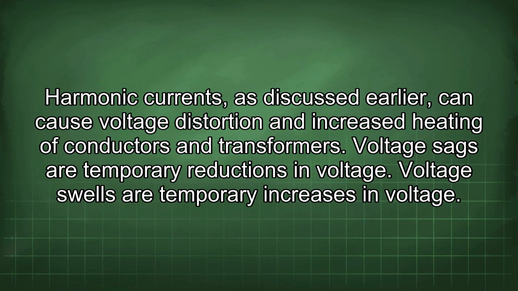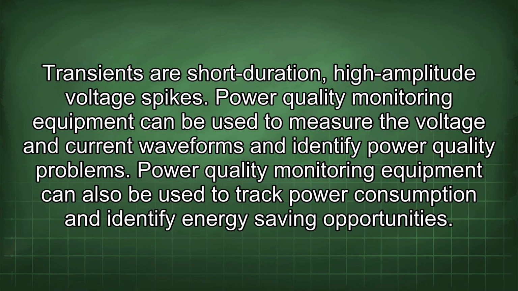Harmonic currents, as discussed earlier, can cause voltage distortion and increased heating of conductors and transformers. Voltage sags are temporary reductions in voltage. Voltage swells are temporary increases in voltage. Transients are short-duration, high-amplitude voltage spikes.